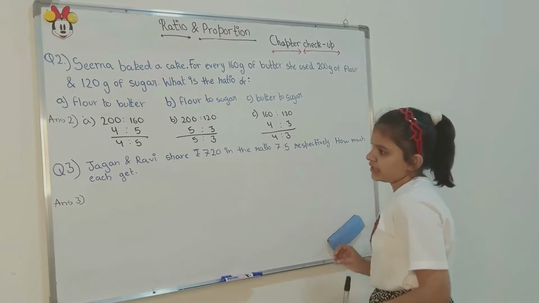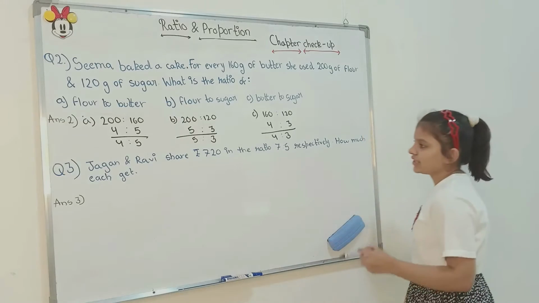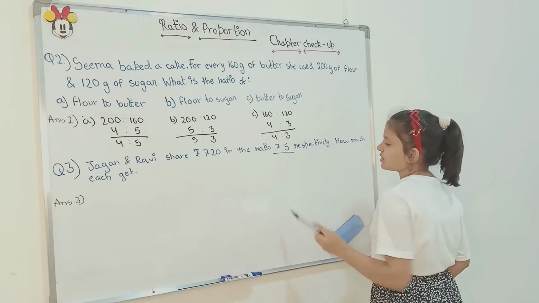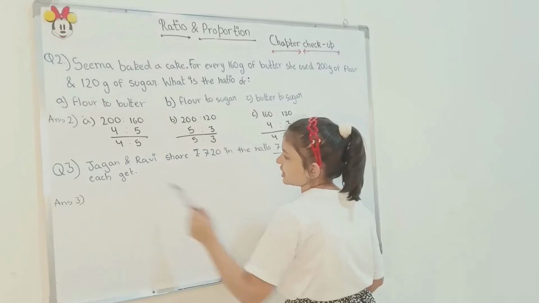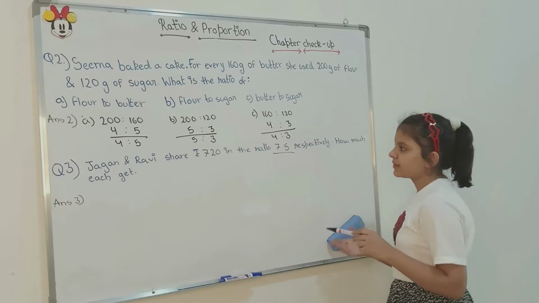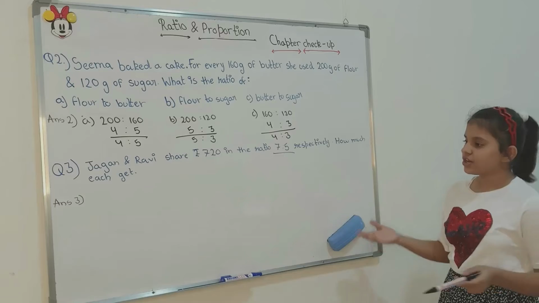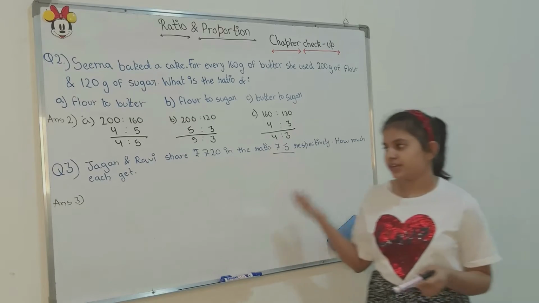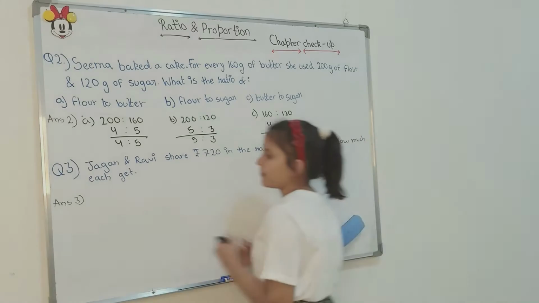Yes. Now we'll do the third question. Jagan and Ravi share rupees 720 in the ratio of 7 is to 5 respectively. How much did each get? So here Jagan and Ravi shared rupees 720 in the ratio of 7 is to 5. They're asking how much did each of them get. So this question is similar to the one we did the first question, but this is much easier and simpler.